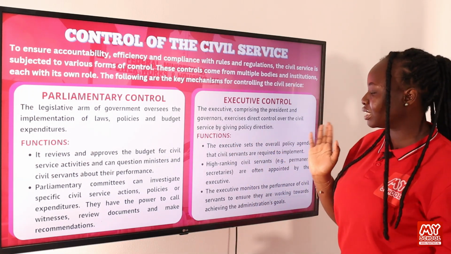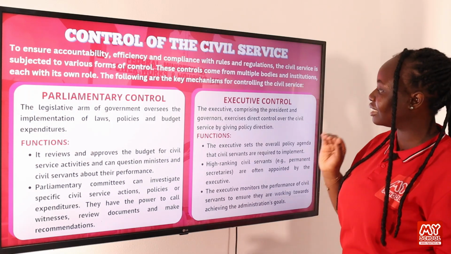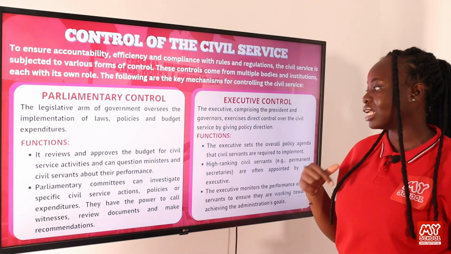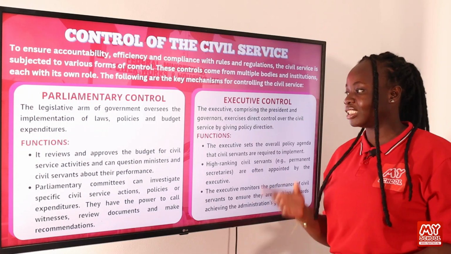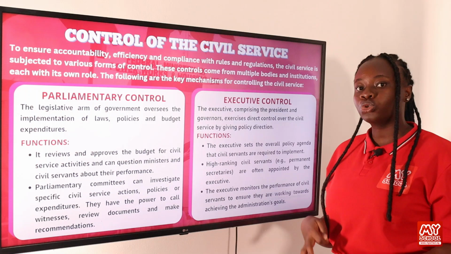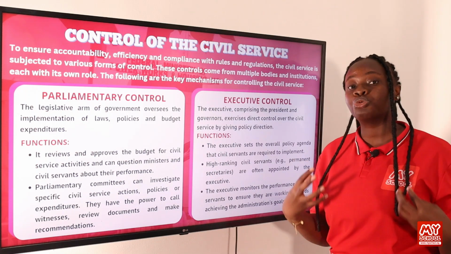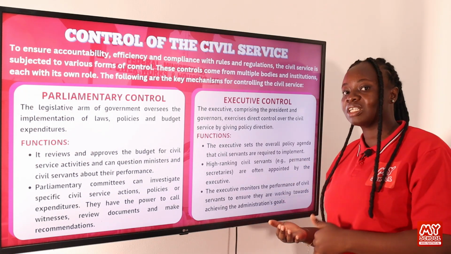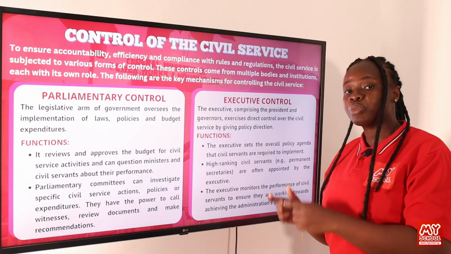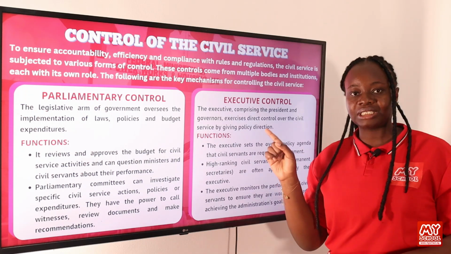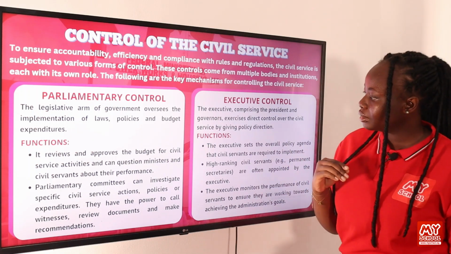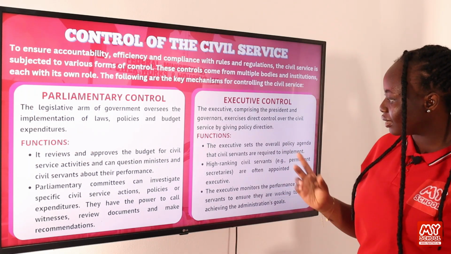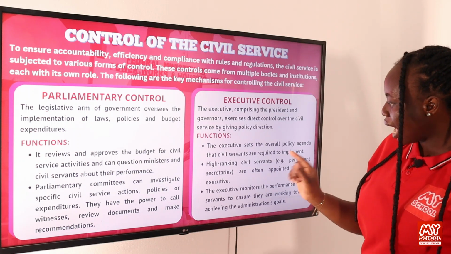Then there is also executive control. The executive, comprising the president and governors, exercises direct control over the civil service by giving policy direction. Remember, the chief executive officer is the president of the country. They are the ones who create the policies that the civil servants implement, and civil servants have to implement those policies in line with the directive of the chief executive officer or the president. They set the overall policy agenda that civil servants are required to implement.